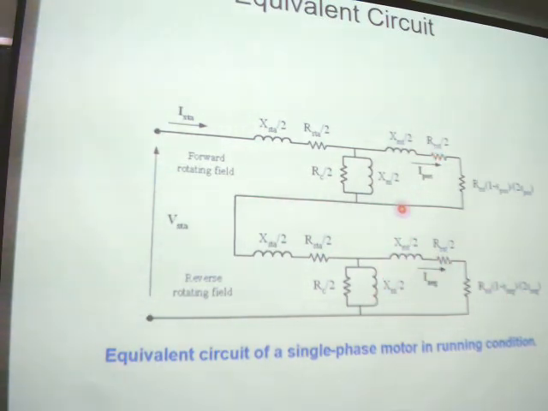Why is this divided by 2? The stator X and R are divided by 2. The flux can be explained as two rotational fluxes. So the two rotational fluxes use two equivalent circuits. So this is divided by 2.